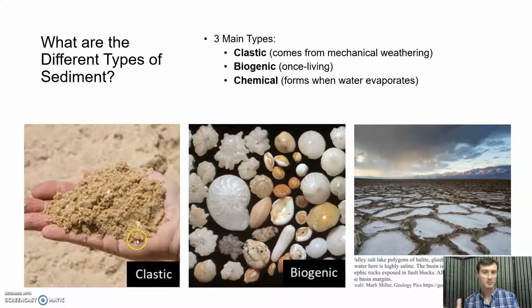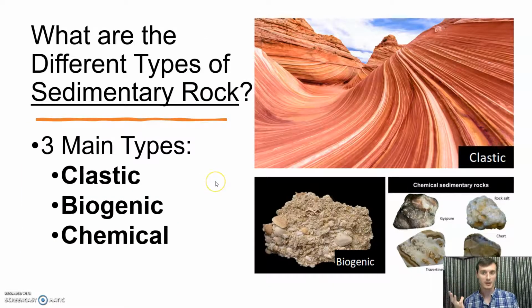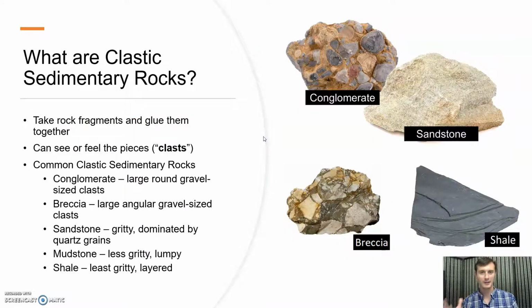Clastic sediment, like beach sand; biogenic sediment, which is made out of the hard parts of what is once living organisms; and finally chemical sediment. Well, this sets us up for the 3 types of sedimentary rock, and it's the same. Clastic, made out of those little clastic sediments; biogenic, made out of things that were once living or part of living organism; and then finally chemical sedimentary rocks. So what are our clastic sedimentary rocks?